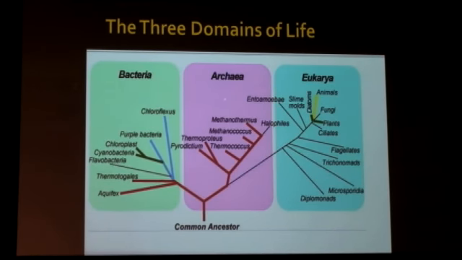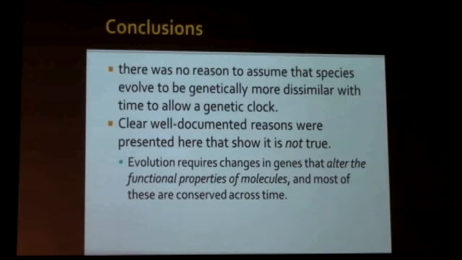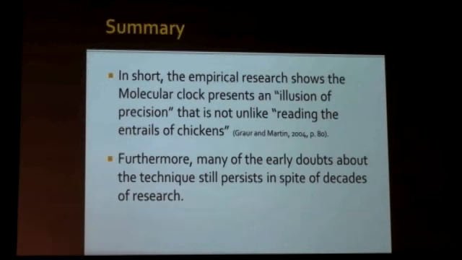These archaebacteria, though, have very unique traits. They can live in very high temperatures. Some are thermophilic, etc. So this is what I feel is a huge problem with basing time as well as evolutionary trees on genetic analysis. And interestingly, there are only three types of archaebacteria: methanogens, halophiles, and thermophiles, which is interesting. Okay, I'll get to the last. In short, and I like his quote, empirical research shows the molecular clock presents an illusion of precision that is not unlike reading the entrails of chickens.